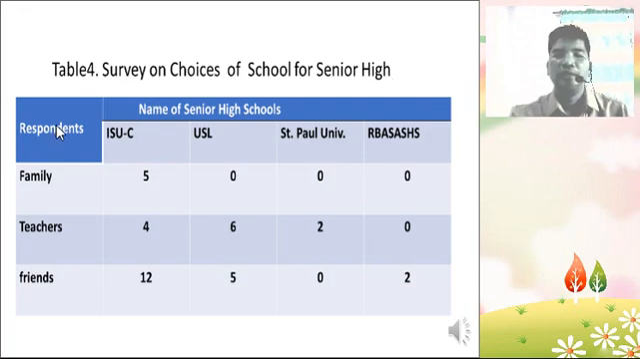We have here the independent variable, which is the respondent with your family, teachers, and friends. Then the name of senior high school, which is the dependent variable, for ISU Cabagan, University of St. Louis, St. Paul University, then Rodolfo B. Albano. So we have here the data. 5 for ISU, teacher gave 4, your friends chose 12 for ISU Cabagan. Then similarly with the USL, St. Paul University, and Rodolfo B. Albano. Did you get the same result, class?